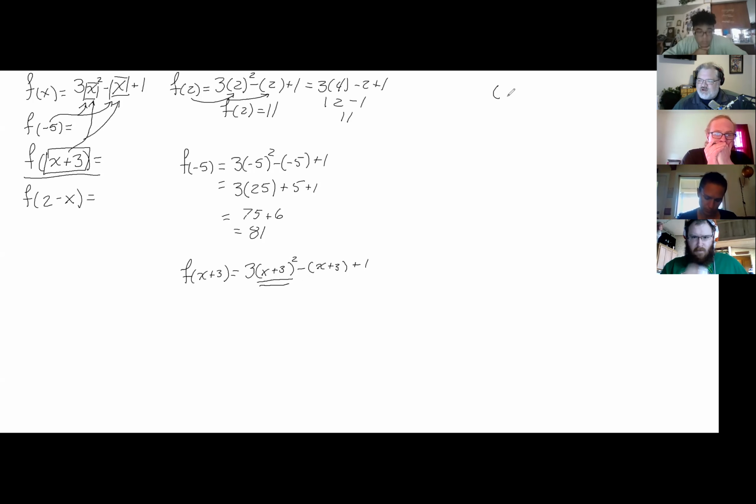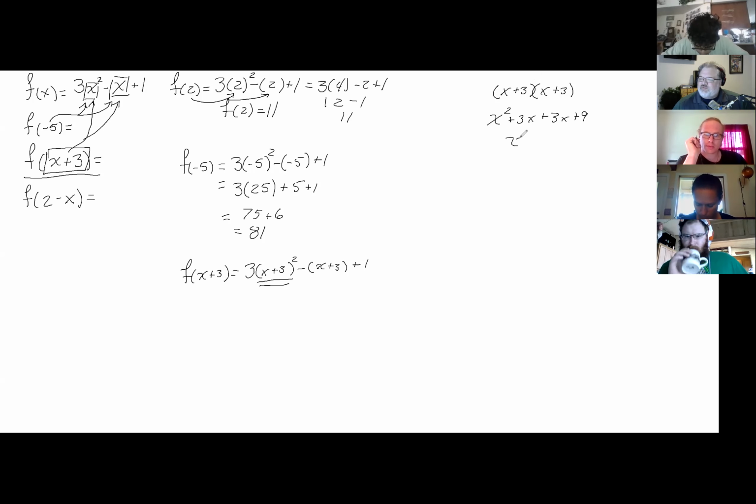We do have to take the x plus 3, multiply it by x plus 3. So if you want, we could go over here, take x plus 3, multiply it by x plus 3, and formally FOIL it out if we need to. We'd have x squared, 3x plus another 3x plus 9. So you'd end up with x squared plus 6x plus 9. So we do have to remember that middle term that's going to be created when we square binomials.